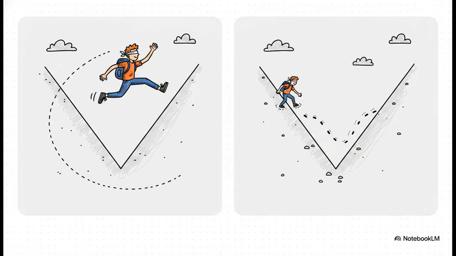But if you set a very low learning rate, they take tiny, agonizingly slow baby steps, which takes forever and might leave them trapped in a shallow local dip. Finding that perfect, balanced step size is essential for your model to learn efficiently and converge on the right answer.